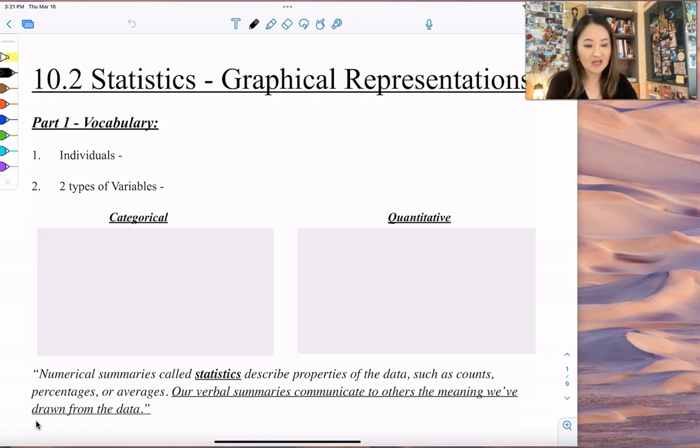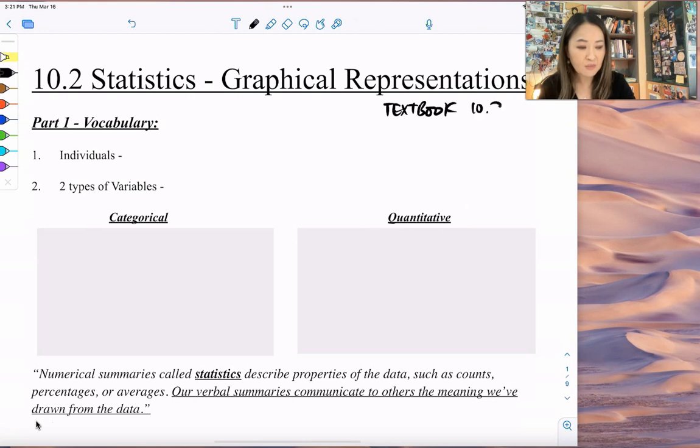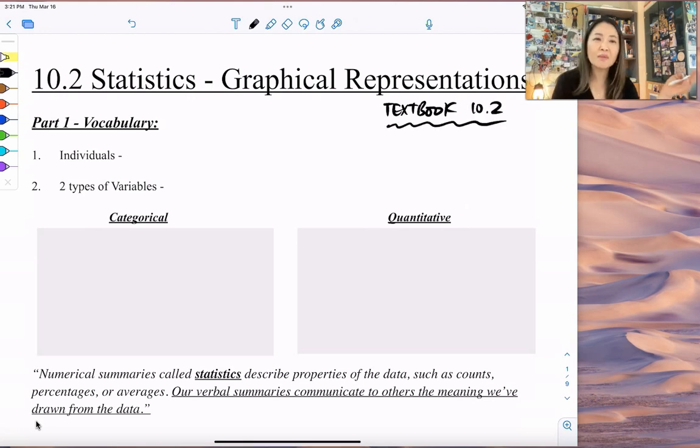Of course, when you're doing your notes, please use the textbook. You're looking at 10.2. And I know what's really cool about this is that you never really use a textbook because I always do the notes with you, right? So this is a good experience for all of us, okay?